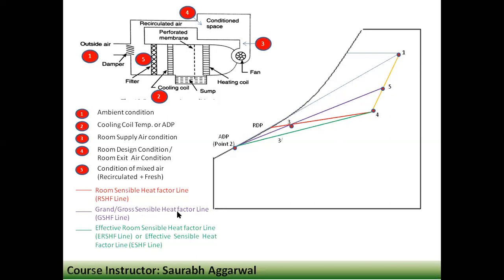The grand sensible heat factor line, if the recirculated air from your conditioned space is combining before the cooling coil, then we will have the grand sensible heat factor line, which is represented by the purple line. But if this recirculated air is joined after the cooling coil, then we will have this grand sensible heat factor line as the 0.12 line. This 12 line will be our grand sensible heat factor line.